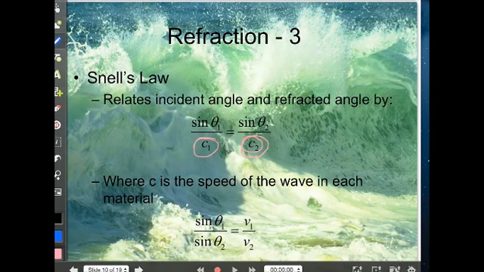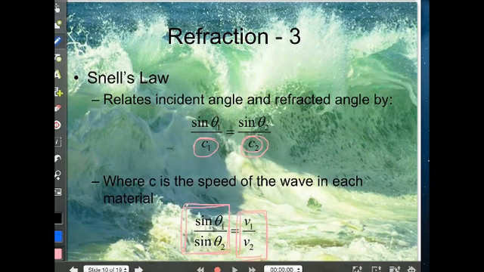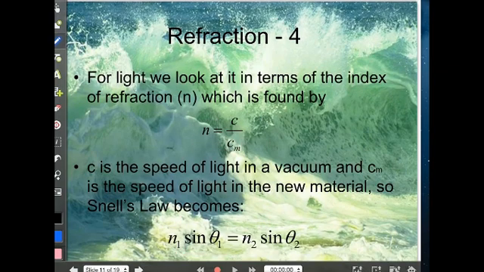And so if we rearrange this, we get this ratio, the ratio of the sines of the two angles is equal to the ratio of the velocities. v1 over v2 is equal to sine theta 1 over sine theta 2. That ratio here of the change in speeds is what we call the index of refraction. We're going to talk about that in a minute.